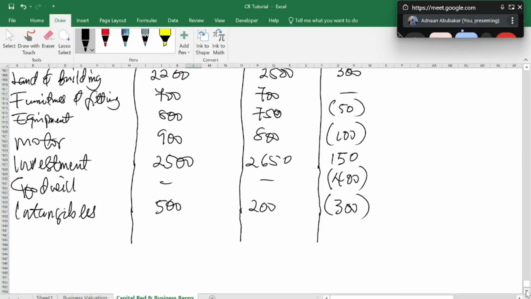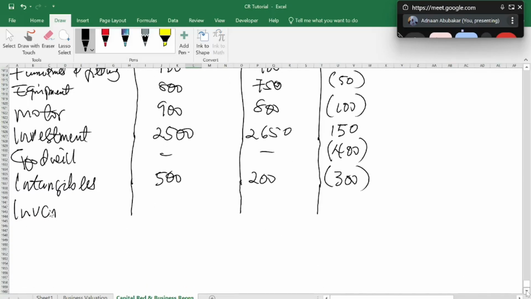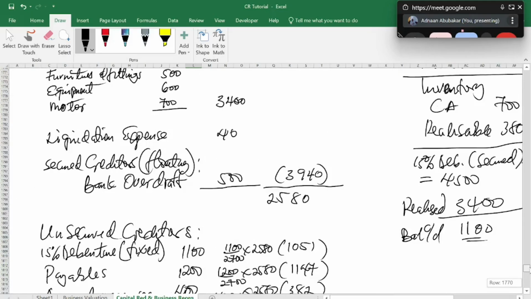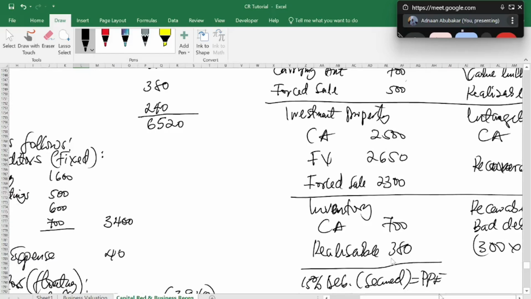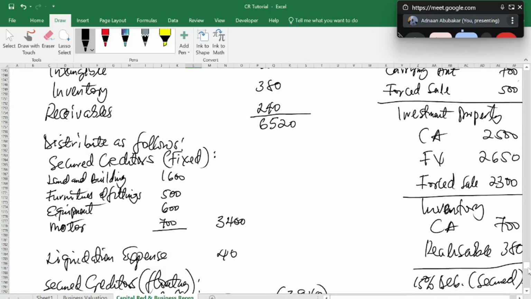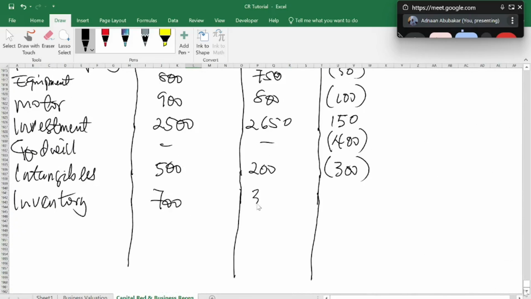What again? Inventory. What are they saying about inventory? Inventory, we're told the book value is 700. What did they say happened to it? Inventory has a realizable amount of how much? 380, because they said that it is impaired by 20%. You remember, in the footnote. Is it negative or positive? Let's put it as negative. So you less it, giving you 320.